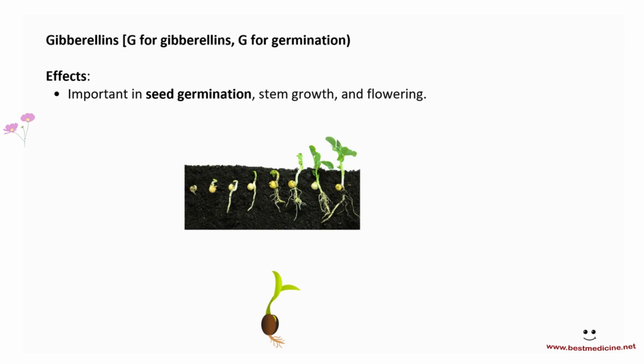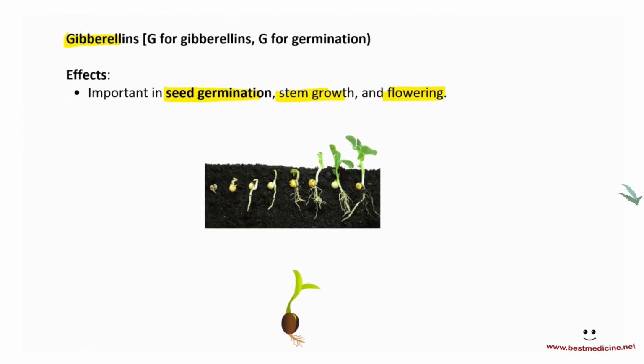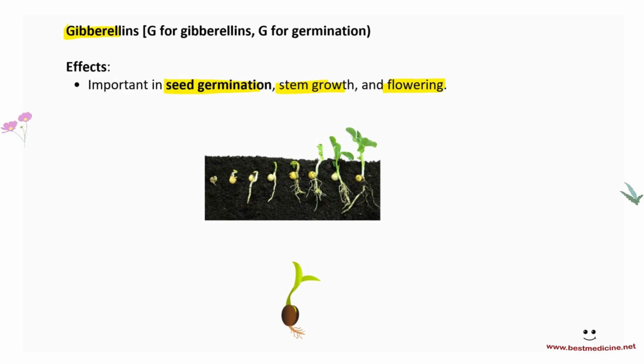So that's two very important things. The name of the hormone is gibberellin, and what does it cause? It causes seed germination, stem growth, and flowering. The most high yield parts about gibberellins are those. What are the uses of gibberellins? How can we stimulate germination? What are the uses of stimulating germination, stem growth, and flowering?